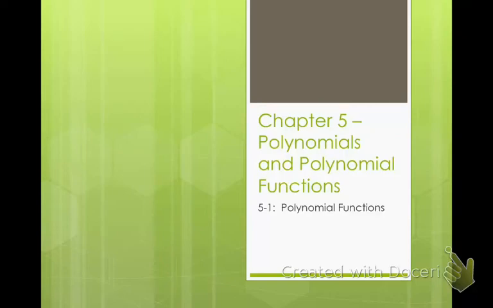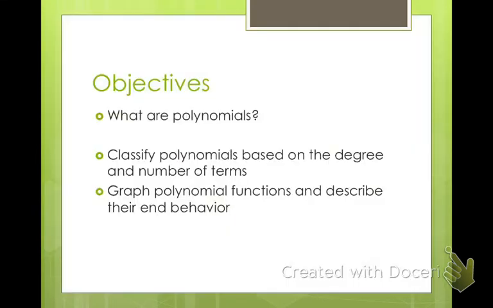Alright, so today we begin chapter 5, which is on polynomials and polynomial functions. So we're going to talk about things that are more than x squared. Today we're going to learn how to classify them and just graph them a little bit, just really basic stuff. So our objectives are to answer the question, what are polynomials? And then we're going to classify them based on degree and number of terms, and then also graph the functions and describe their end behavior.